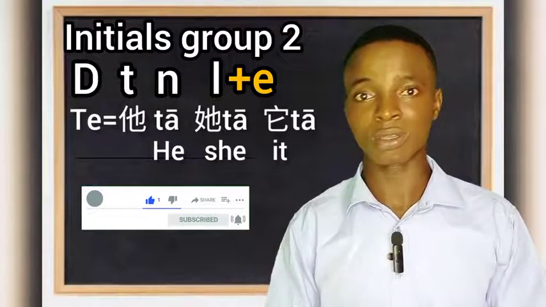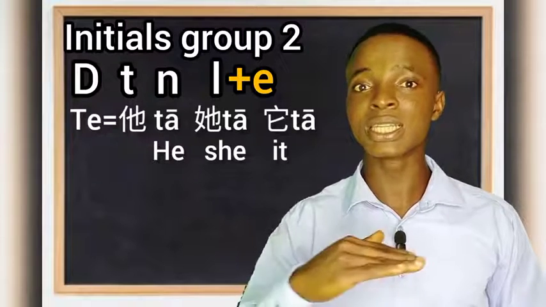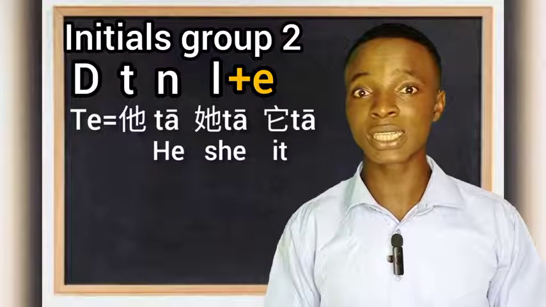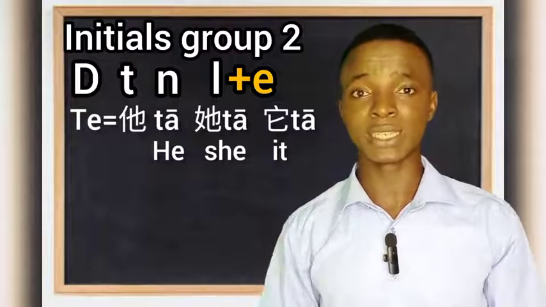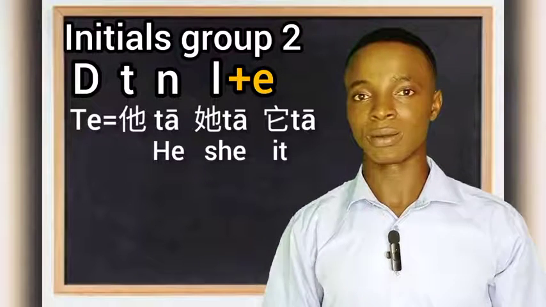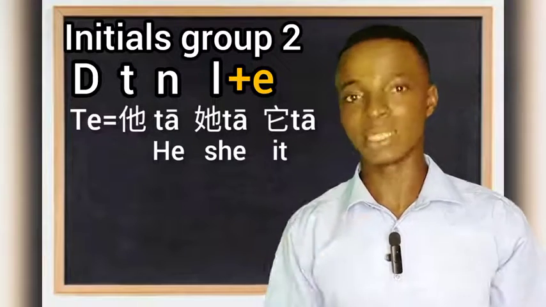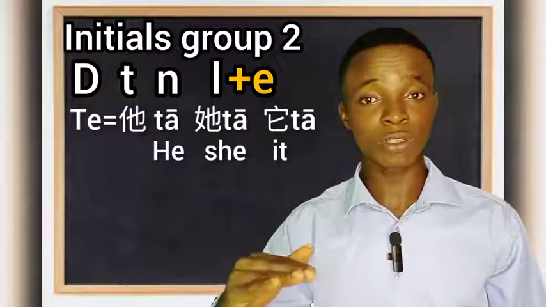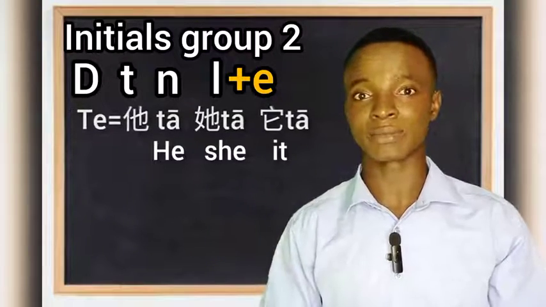And while making this sound, there must be a little airflow from your mouth. Te, te, te. He, she, and it in Chinese is pronounced as ta, ta, but the only difference is the characters. When we write them in Chinese, it is totally different. But the pinyin pronunciation is the same. Ta, the same tone, the same writing in pinyin, but the only difference is the character.